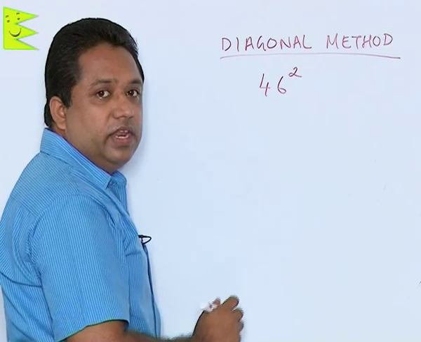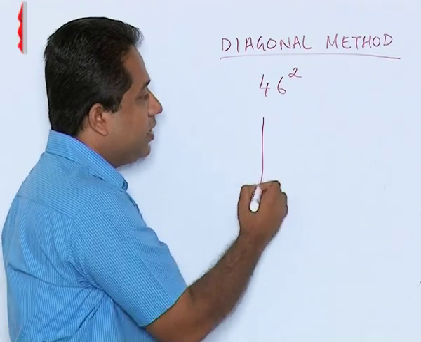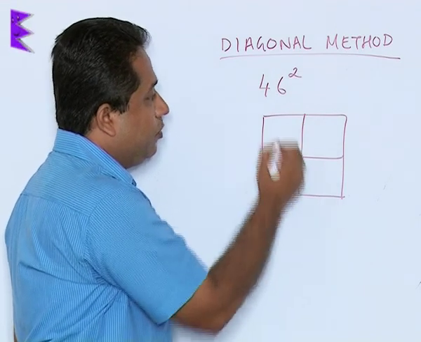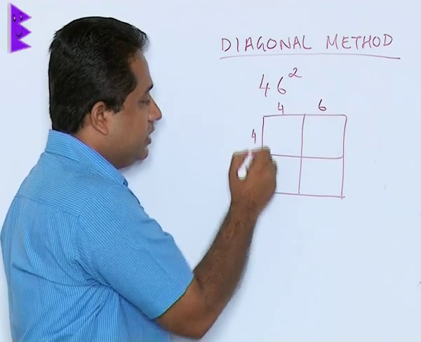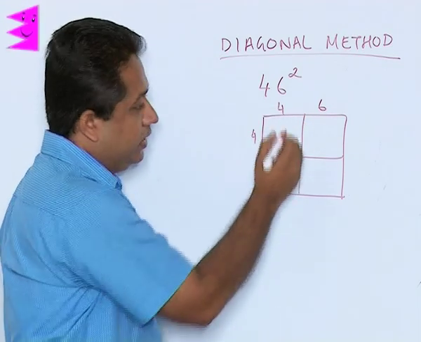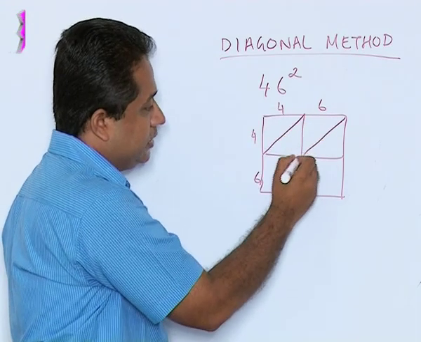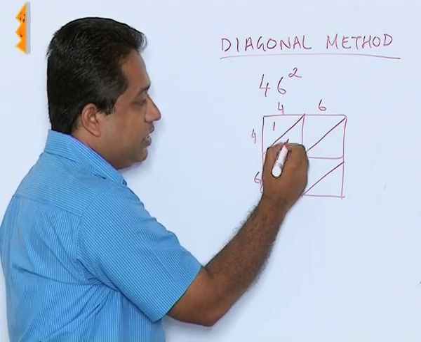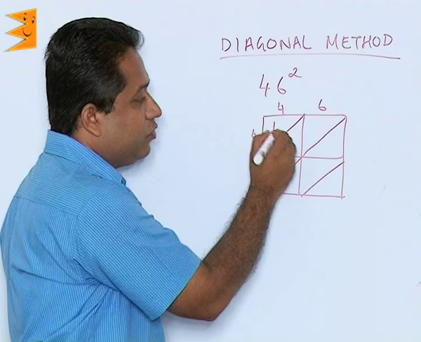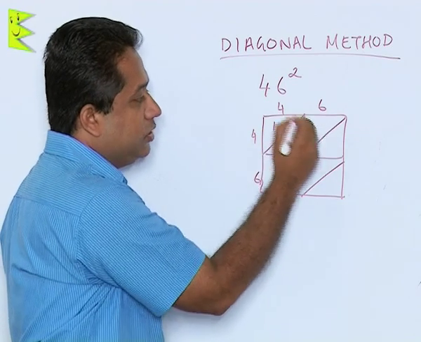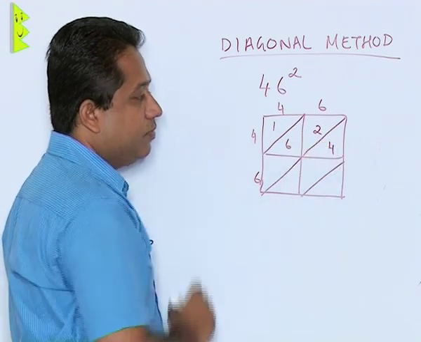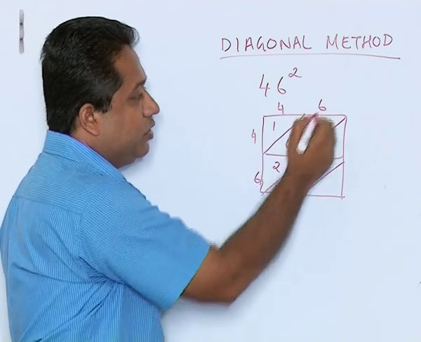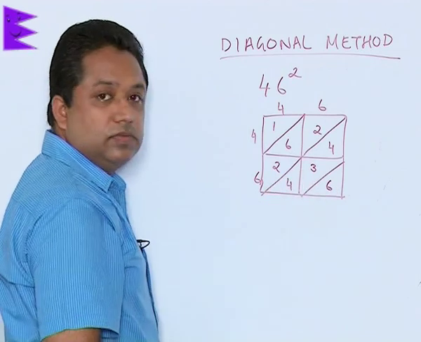So 46 again is a 2-digit number, so I will make a 2 by 2 box. I am going to write 4 and 6 here and 4 and 6 out here, horizontally and vertically. Make the diagonals and start multiplying. 4 into 4, 16. So 1 comes here and 6 here. 1 digit has to be written per triangle. 4 into 6, 24. So I'll write 2 here and 4 here. 6 multiplied by 4, 24. So 2 here and 4 here. 6 into 6, 36. So 3 here and 6.